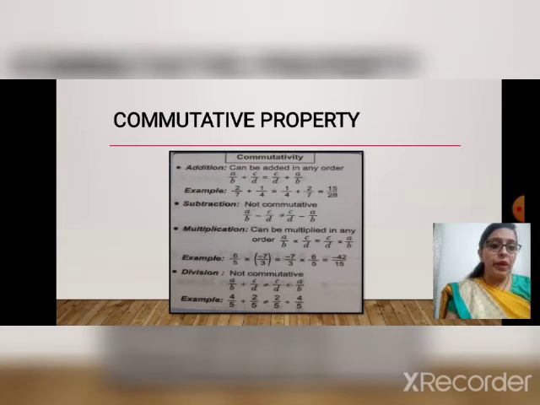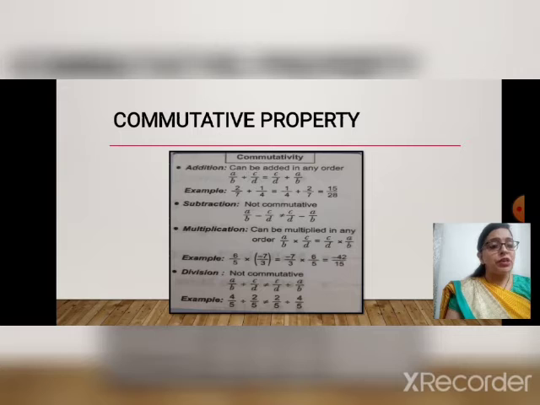A/B + C/D = C/D + A/B, so rational numbers can be added in any order. You can see in the example, 2/7 + 1/4 equals 1/4 + 2/7. When LHS equals RHS, yes, it is commutativity.